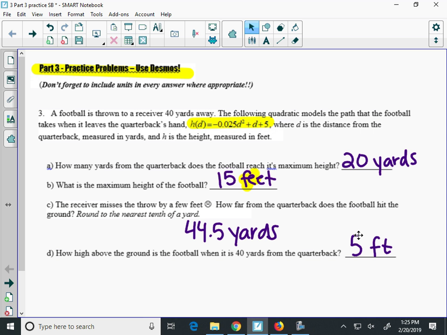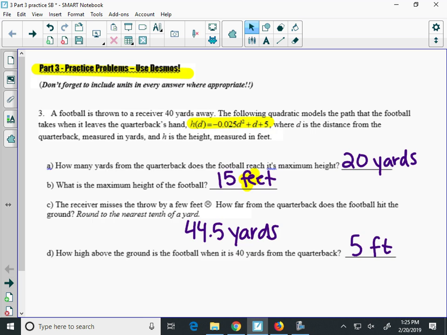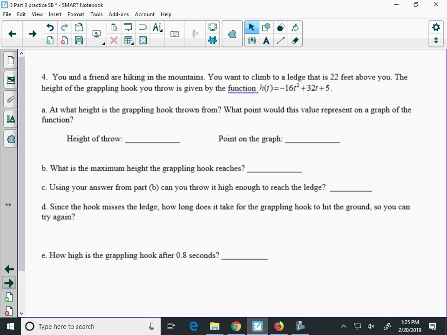All right, so that's question 3. Let's look at question 4. You and a friend are hiking in the mountains. Oh, where did question 4 go? Here we go. You and a friend are hiking in the mountains. You want to climb to a ledge that's 22 feet above you. The height of a grappling hook, that's the hook that you throw to help latch onto the rocks, is given by this function.